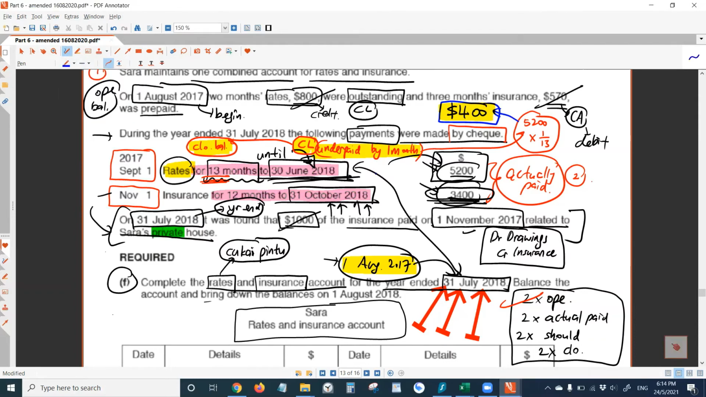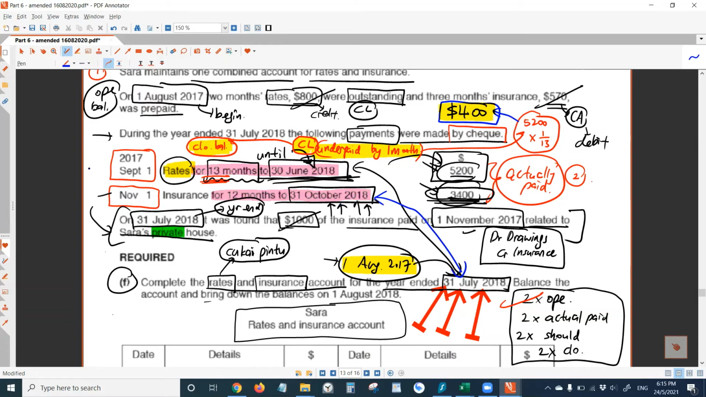Once again, how do I know 3 months? You compare this date with the year end. The accounting period we are looking at is until 30th July 2018. But here it says we have paid until the 31st October. So that means we have overpaid for August, September, and October. We have overpaid for 3 months. You get what I mean, Yuanyue? We have paid for insurance until 31st October 2018, so overpaid 3 months.